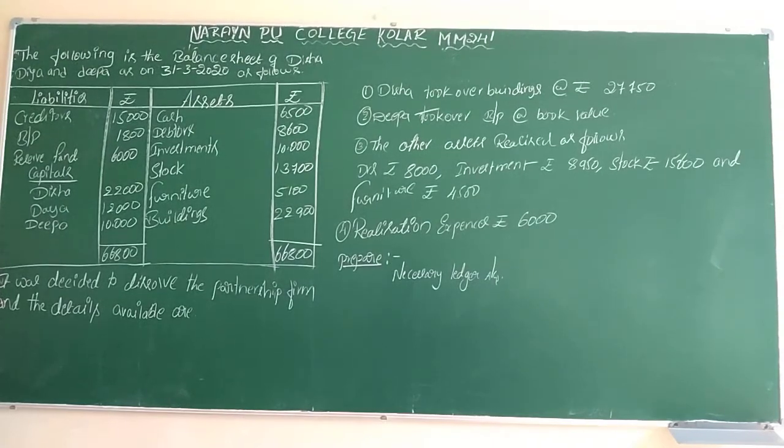The following is the balance sheet of Diya, Disha, Daya and Deepa. Three partners are there as on 31st March 2020 as follows. Balance sheet is given, liabilities amount, assets amount. Under liabilities, creditors, bills payable, reserve fund, capitals. Asset side: cash, debtors, investments, stock, furniture, buildings. Balance sheet total 66,800, 66,800. Very simple balance sheet they have given.